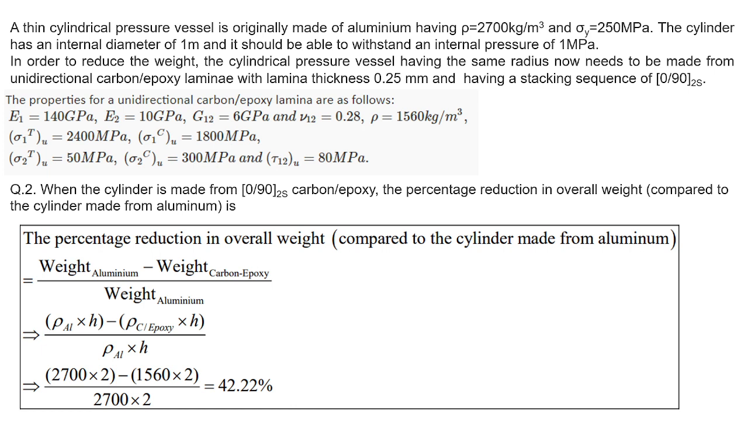So weight will be equal to density into the volume. Now the area of both the cylindrical vessels will be the same, only the thickness will vary, because of the thickness which you get from the aluminium cylindrical pressure vessel and the thickness of the composite pressure vessel. So the only comparable things here are the thickness and the density. By the formula of percentage reduction in overall weight, it is the weight of the aluminium minus the weight of carbon epoxy divided by the weight of the aluminium.